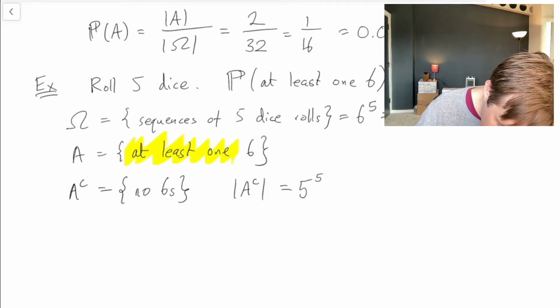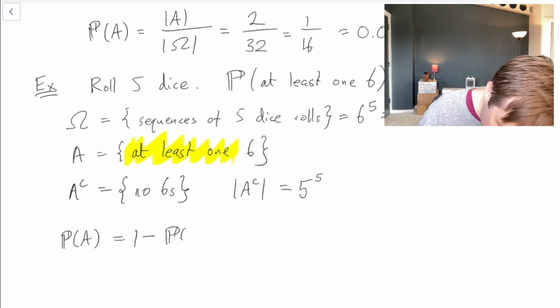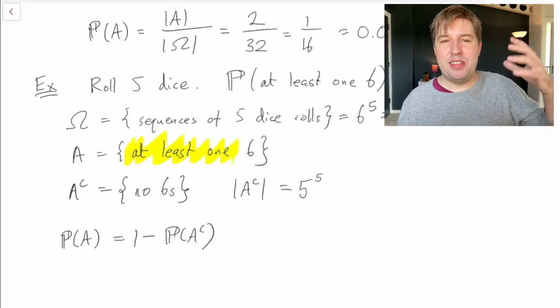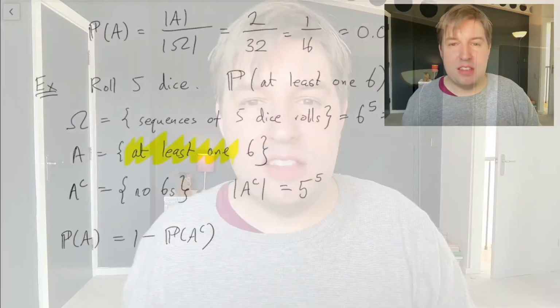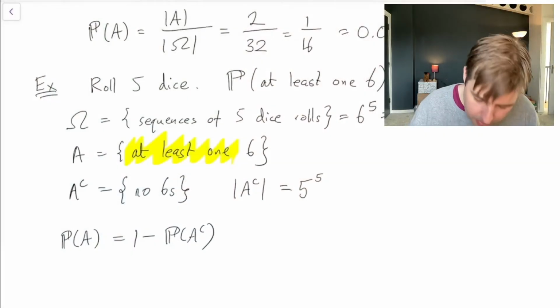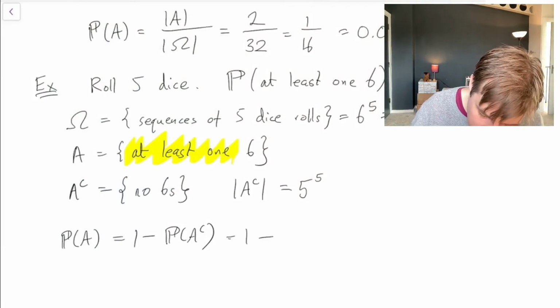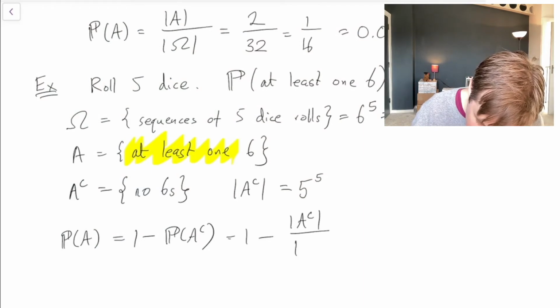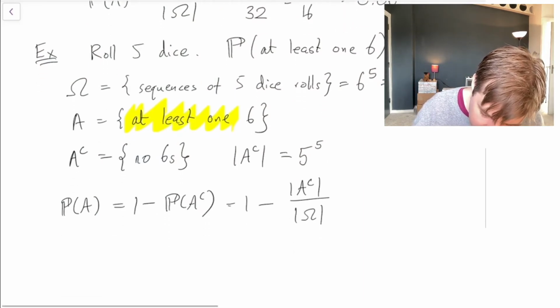But the key is now that if we want to find the probability of A, we know that that's 1 minus the probability of not A. The probability of A happening is 1 minus the probability it doesn't, or the other way around. The probability that A doesn't happen is 1 minus the probability it does. We proved that in the last section, or in fact you proved it on the problem sheet. And so this is 1 minus, and then the classical probability here is the number of elements in A complement over the number of elements in the whole of omega. That's 1 minus 5 to the 5 over 6 to the 5.